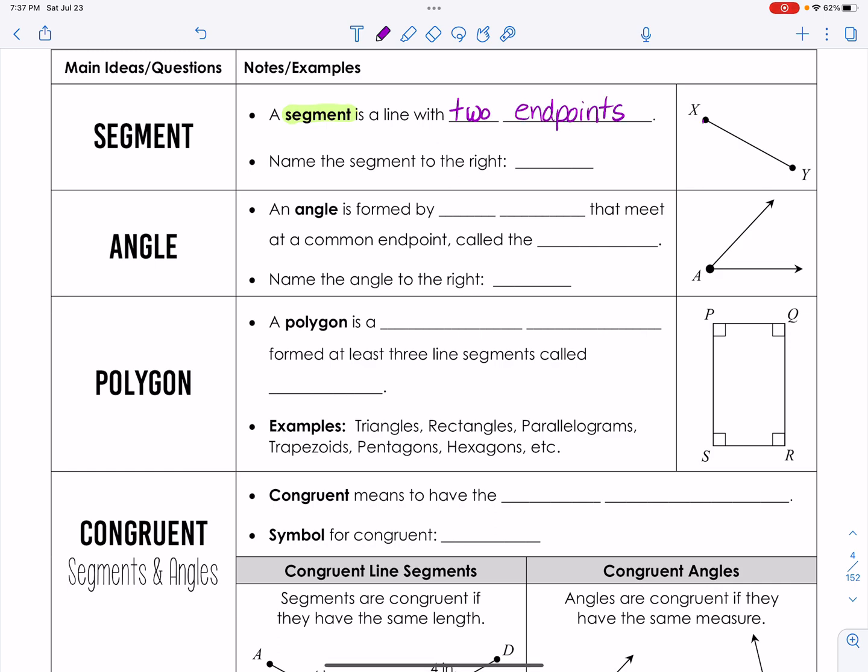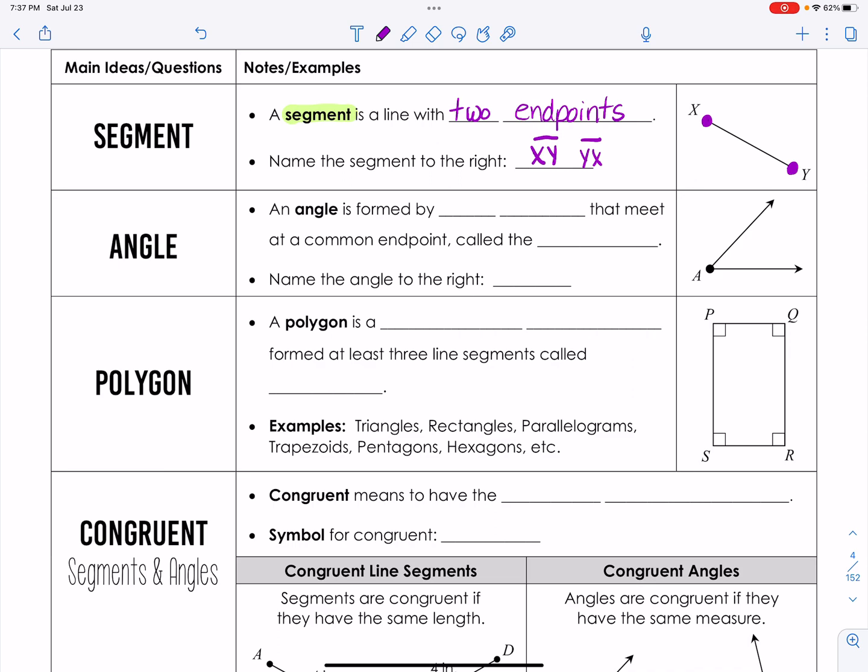So if you look, I have an endpoint here and an endpoint here. They call this X, Y, and they write a line like that, that doesn't have any arrows on it. That's important, because that means it stops. You could also write it Y, X. The order doesn't matter. It's just saying it's stopping and stopping.